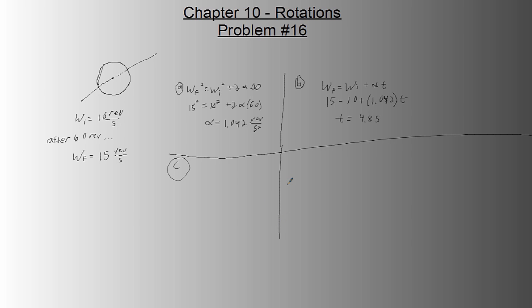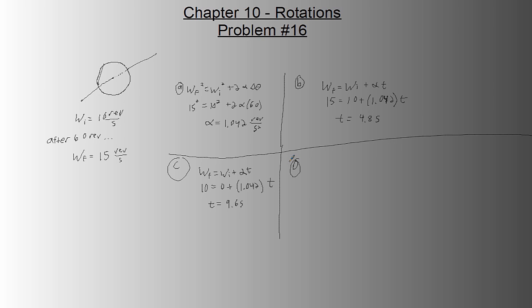Part C, it's asking how long it took to reach 10 starting from rest. So that's the same equation as part B. We go to 10 from 0 at the same acceleration of 1.042 times t, and solve for t, and you get 9.6 seconds.